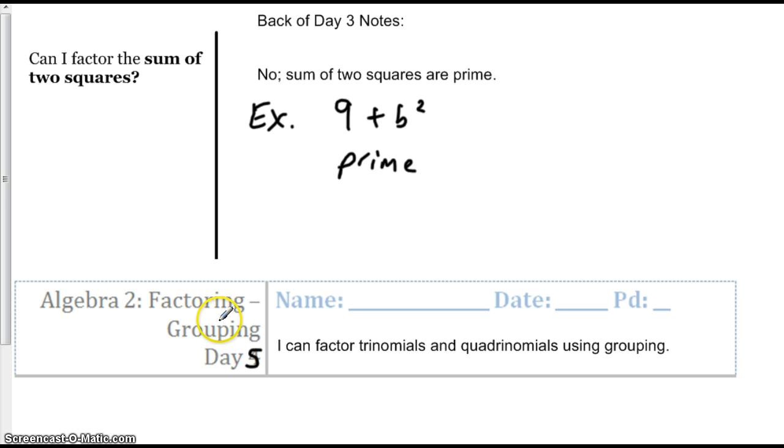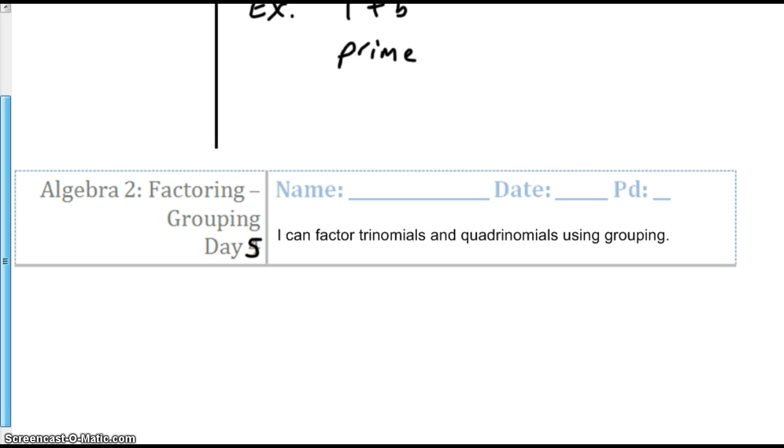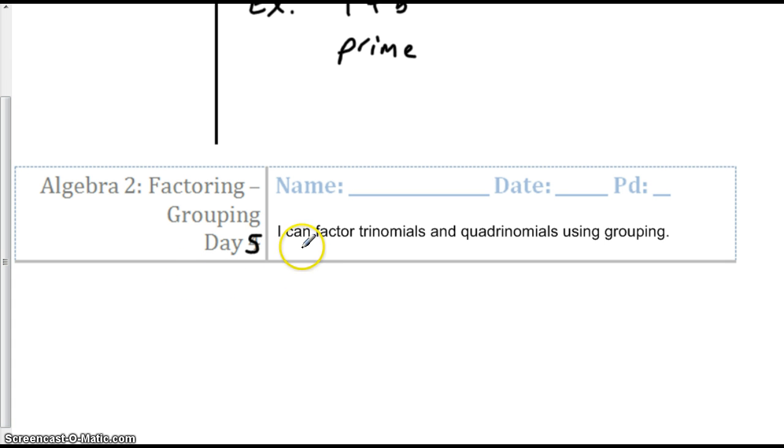Tonight's notes are factoring by grouping, and it's our last notes. Our learning target for these notes is I can factor trinomials and quadrinomials using grouping. So quadrinomials would be 4 terms, and then trinomials would be 3 terms. And we must factor 4 terms with grouping, but trinomials we have some other options. But I'm going to show you tonight this last one in case you need another method. Some students don't like slide and divide, so I want to give you a third method.